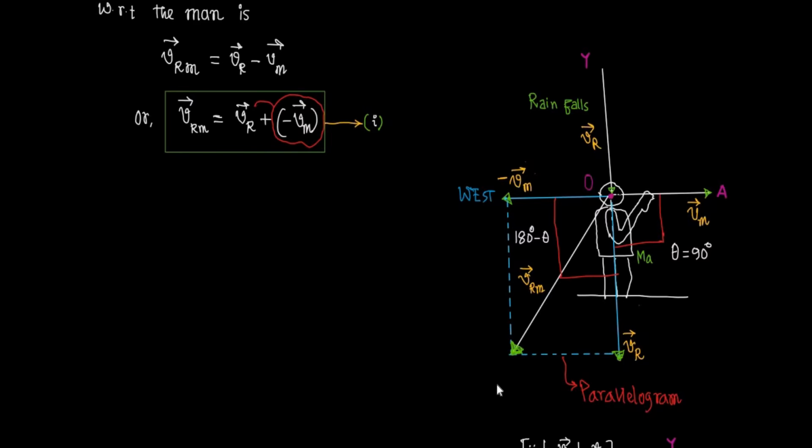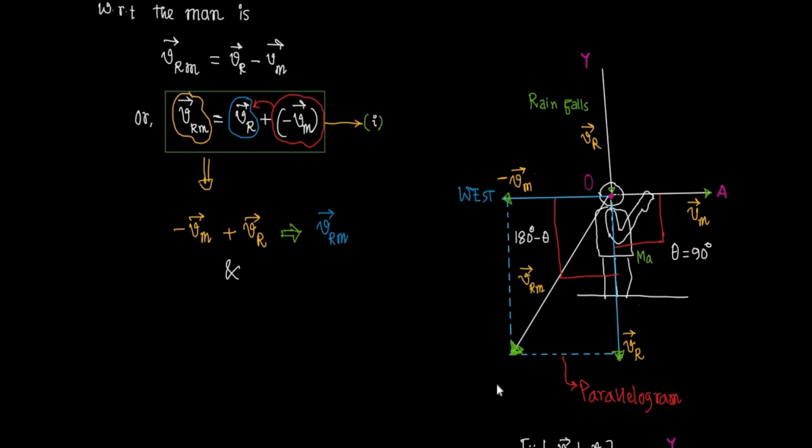Therefore, minus vector Vm is imposed on vector Vr to find vector Vrm, that is, to obtain the relative velocity of rain with respect to the man. Minus vector Vm is added, that means minus vector Vm is imposed on vector Vr to find the relative velocity of rain with respect to the man, that means to find vector Vrm.